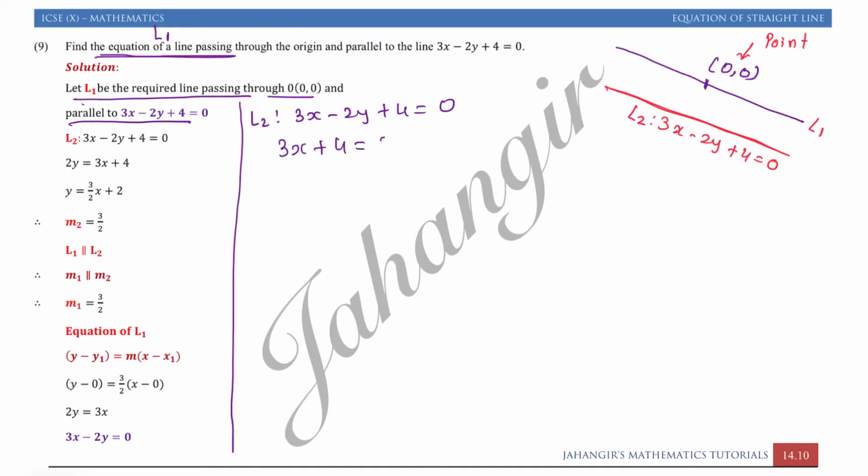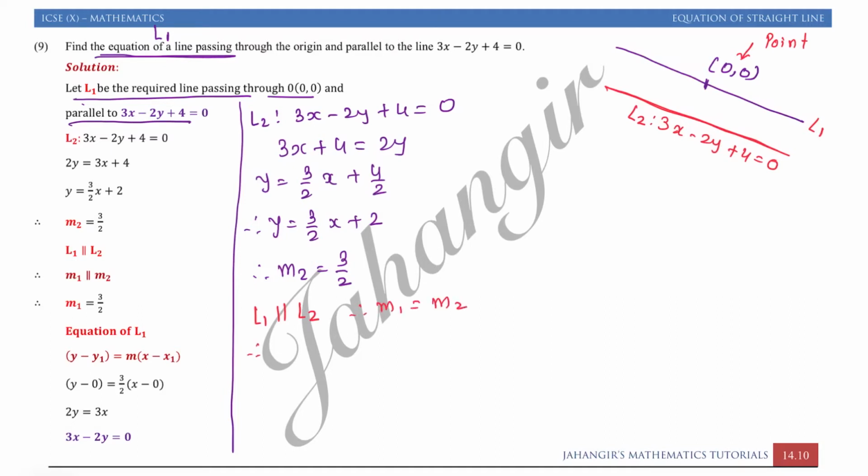3x plus 4 is equal to 2y. y is equal to 3 by 2 x plus 4 by 2. So therefore y is equal to 3 by 2 x plus 2. So therefore I can say m2 is 3 by 2. Now as we know L1 is parallel to L2, so therefore m1 is equal to m2. So therefore we get slope of line 1, that is 3 by 2.